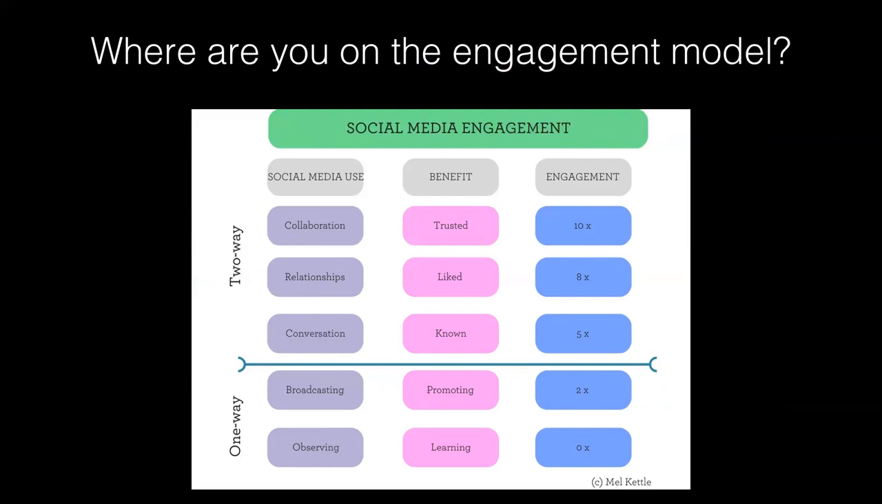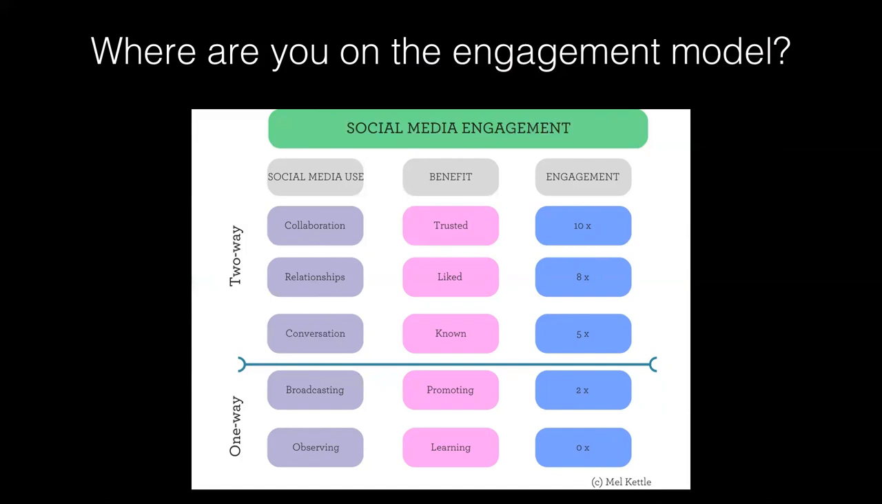And then finally, you've generated some trust and you're collaborating with people. And this is the pinnacle of social media use, where people come to you, ask you questions, you might start working together on a project, you might notice that in your Facebook group other people might ask a question of you, but other members of the group might respond. And this is where engagement with your organisation is at a really high level, particularly compared to when you first start out with social media, where you don't really have any engagement.